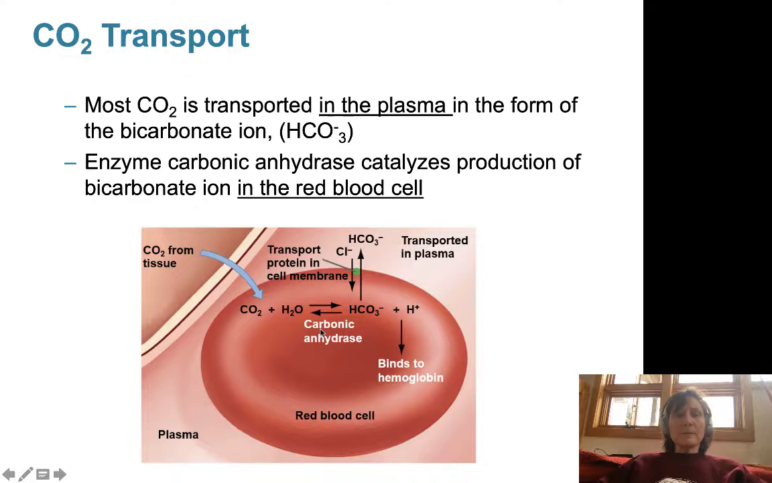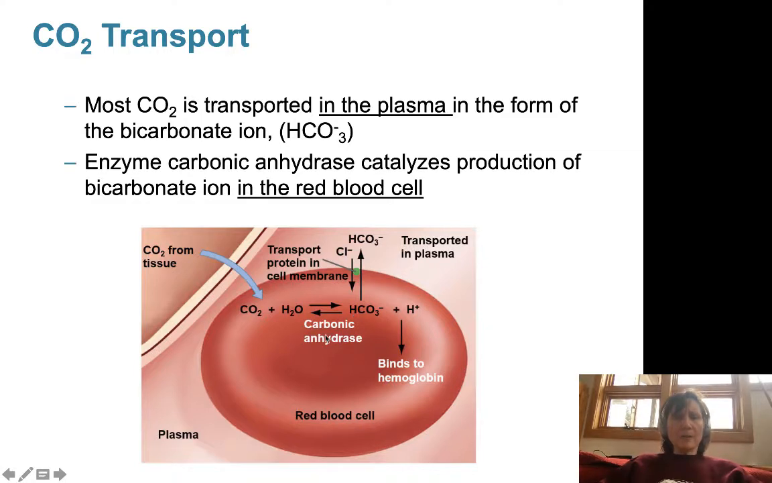When that happens, bicarbonate ions are going to be transported out of the cells and into the plasma, and the plasma is what's going to carry those bicarbonate ions to areas where they're going to be released. And I'll explain that in a second. At the same time as those bicarbonate ions are generated, there's also going to be a large number of protons produced, and those protons are going to be bound to hemoglobin, which actually facilitates more oxygen to be absorbed by red blood cells.